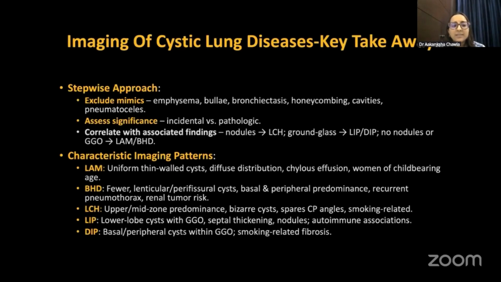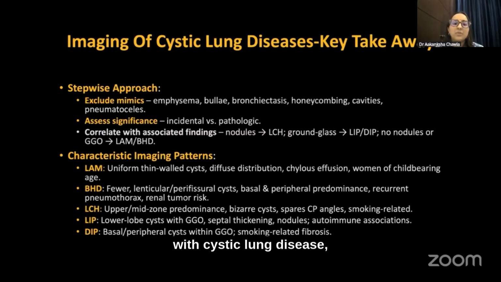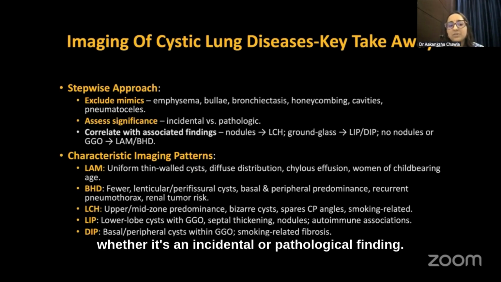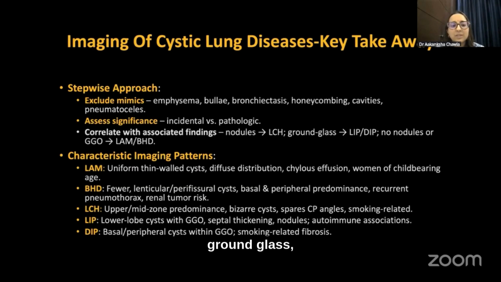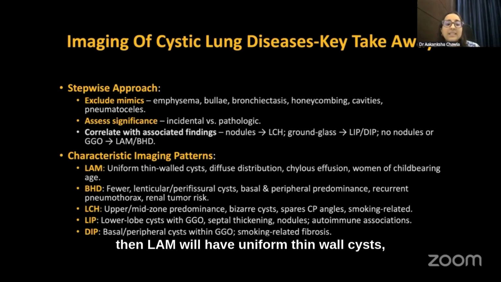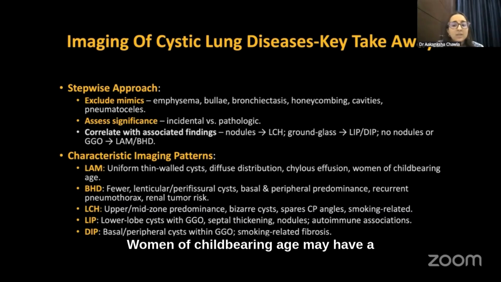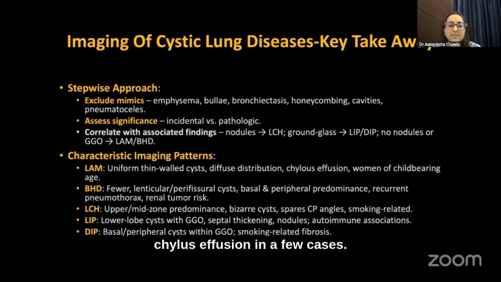So to summarize, remember that when you are looking at a patient with cystic lung disease, step one, exclude mimics. Look at the possibilities, assess the significance, whether it's an incidental or a pathological finding. Correlate associated findings of nodules, ground glass, or whether there are no nodules or ground glass, and specific conditions. Then LAM will have uniform thin-walled cysts with diffuse distribution. Women of childbearing age may have a chylous effusion in a few cases.